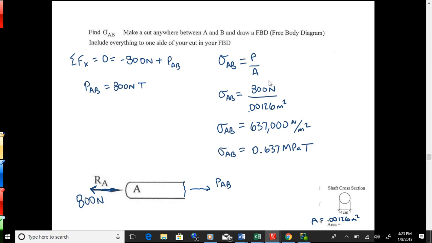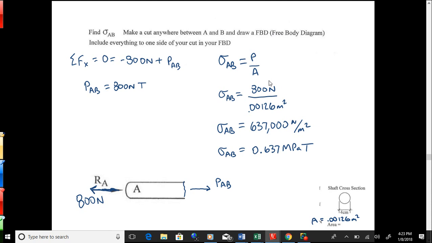Okay. Yeah, just draw a line down through B and C. Right. We take one whole side or the other. Sure, because it's to the left of your cut. Because your cut's somewhere between B and C. Okay? I just think of taking a saw and cutting through between B and C.